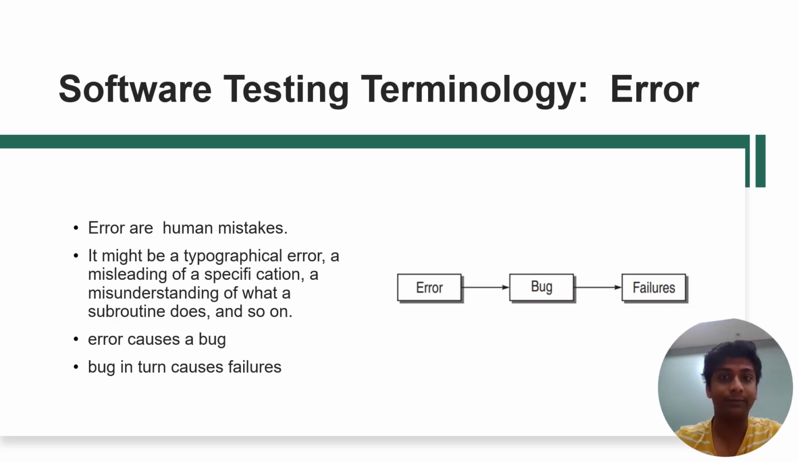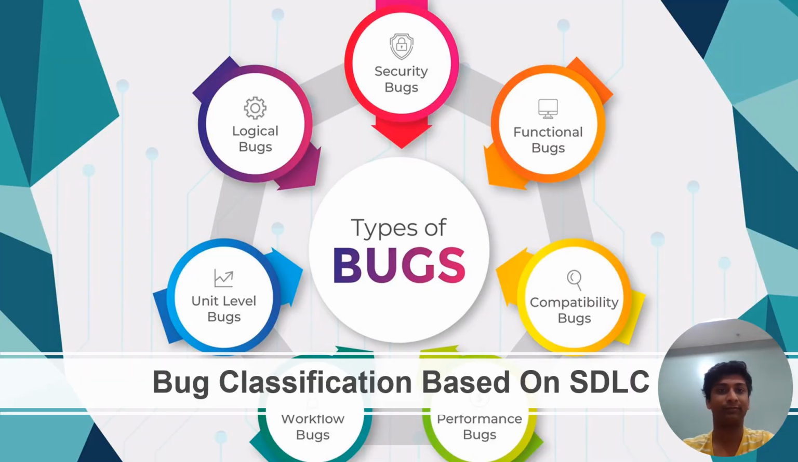What is an error? Errors are nothing but human mistakes. It might be a typographical error or misleading specifications, a misunderstanding of what a subroutine does, but it's just general. Error causes bugs and bugs cause failure. Errors are human mistakes. That's it. You can understand. Error causes a bug. Right. That's what an error is.